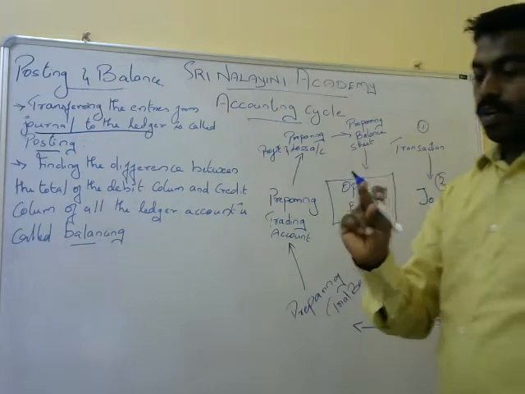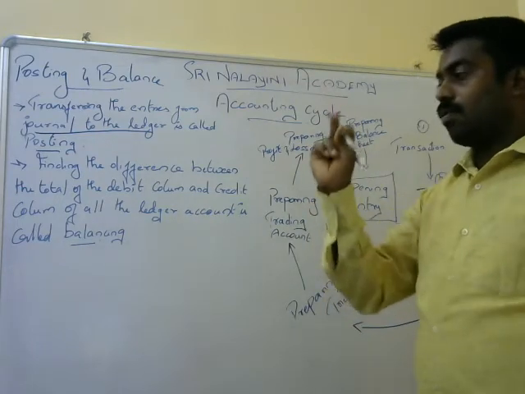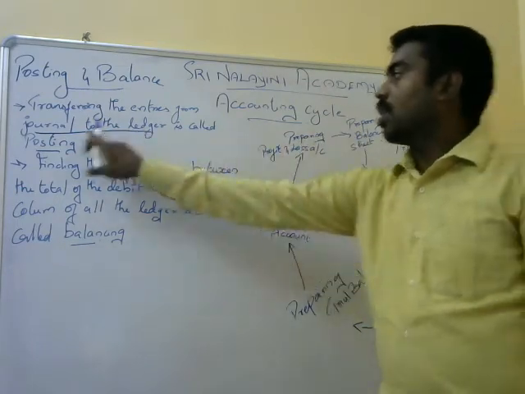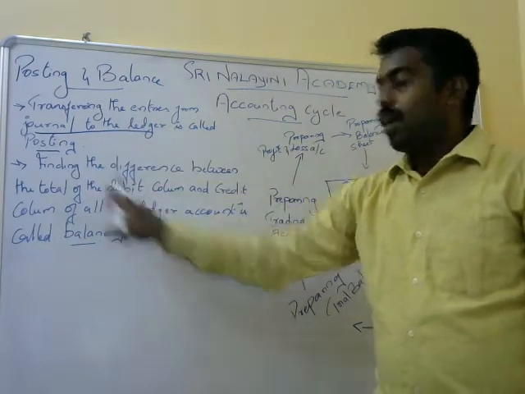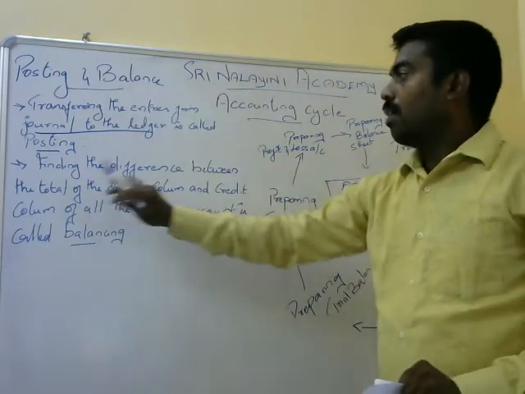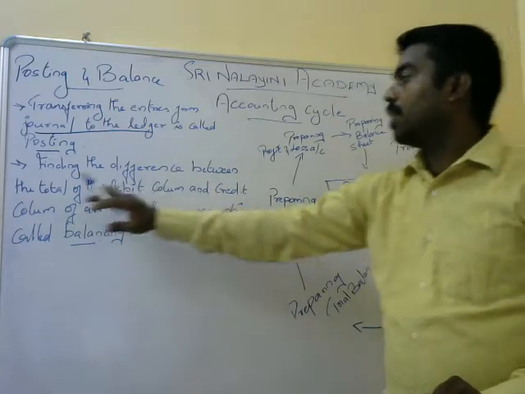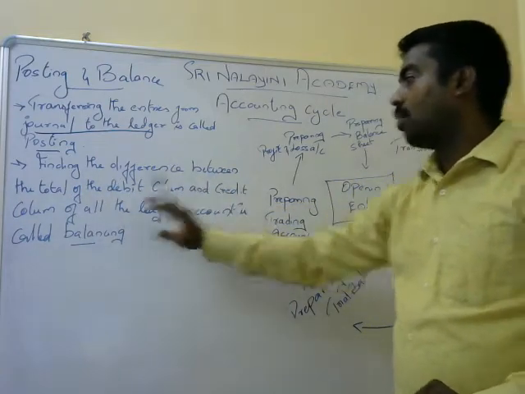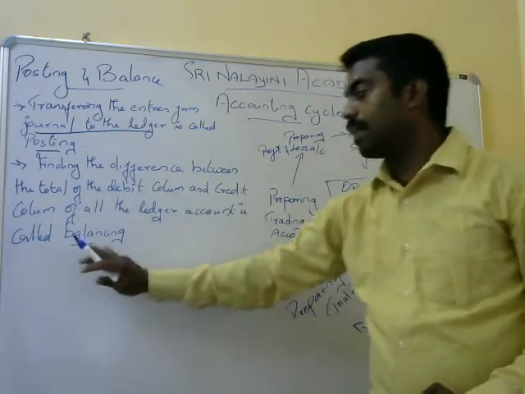Journal, purchase account debit to cash account. Purchase: we take that head as a ledger. Journal to the ledger is called posting. Then the next point: what is balancing? Finding the difference between the total of the debit column and credit column of the ledger account is called balancing.